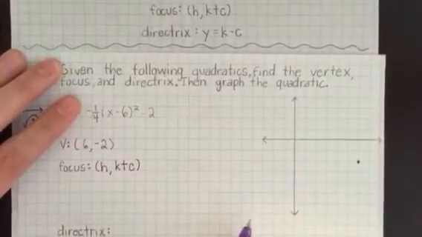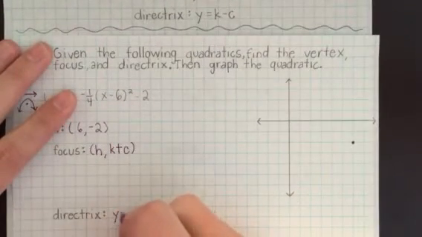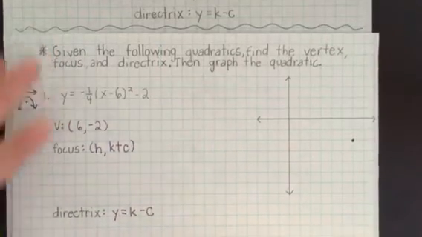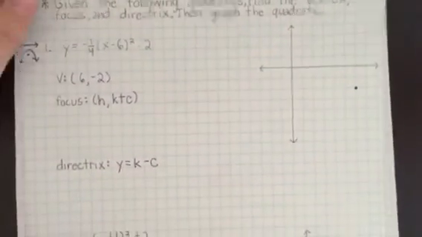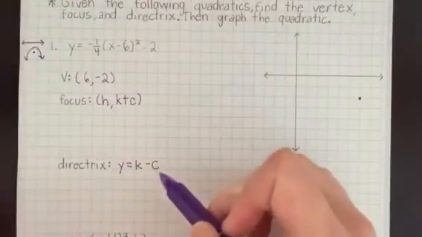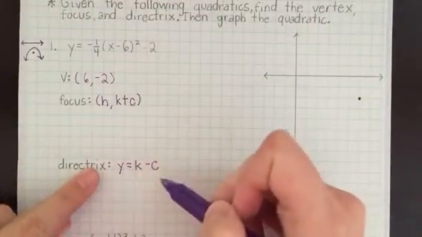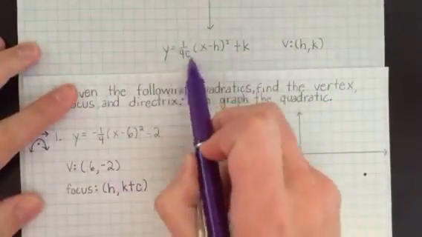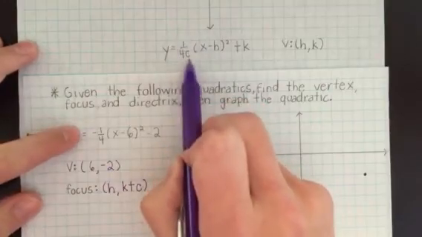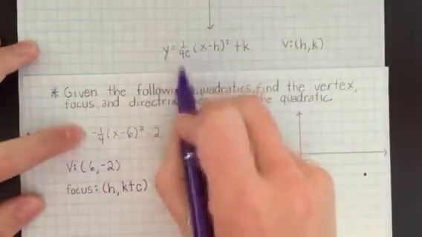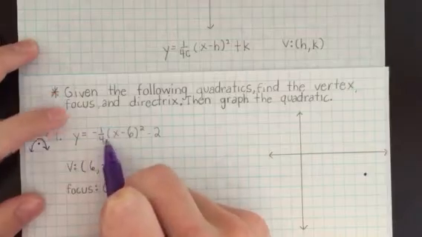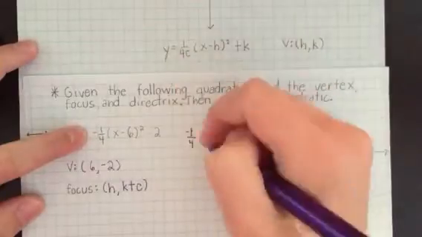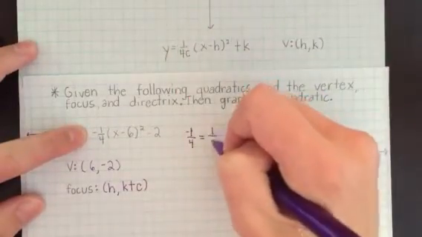The formula for the directrix is y equals k minus c. Okay, so that's kind of my bones to help me out. In order to find the focus and the directrix, I need this c value that they're speaking of. If you noticed back on the first page, where the c value comes from is this number out in front. So to find the c value, you take your number out in front, which is negative 1 over 4, and set it equal to 1 over 4c.